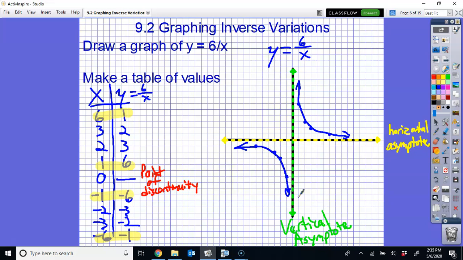You could put in your own joke right there if you would like. Don't touch the asymptotes. So, sorry, math teacher joke.